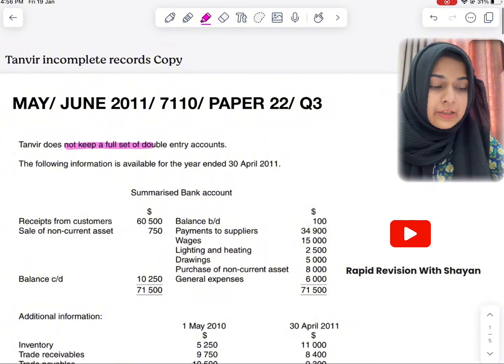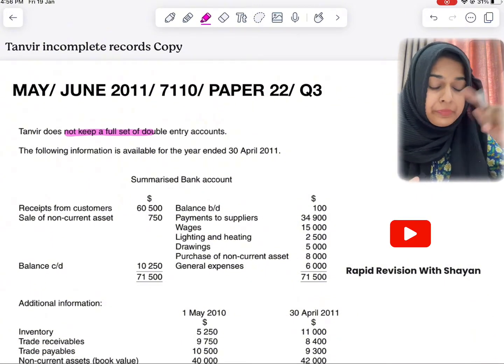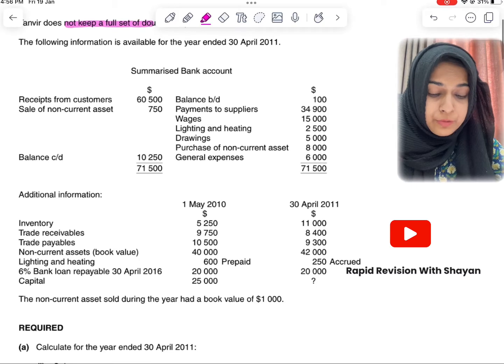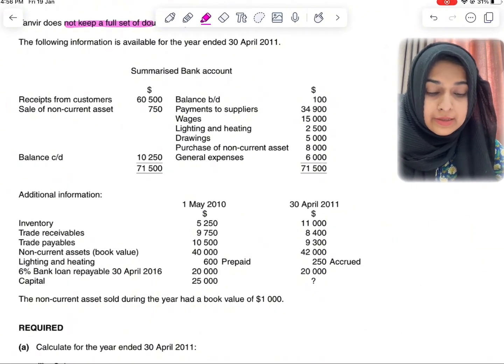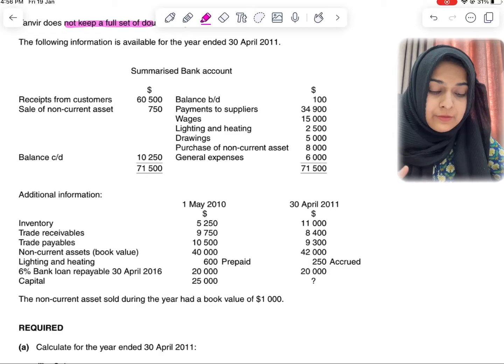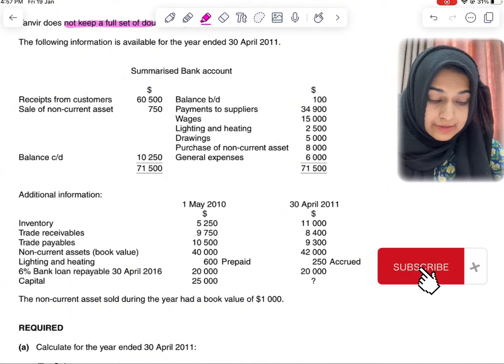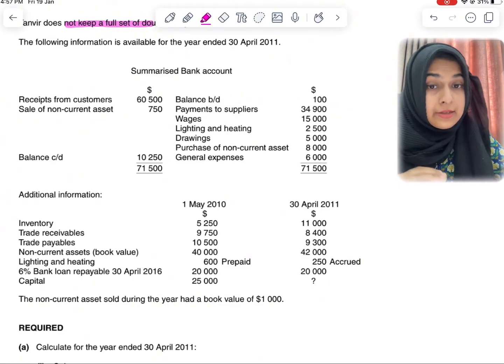Normally what they'll do is give you a bank account and give you opening assets and closing assets. So if you look here, they've given you a summarized bank account, which has all the receipts and payments. Payments are on the credit side, receipts are on the debit side. In the additional information, they've given you the assets at start, liabilities at start, and then assets and liabilities at end.